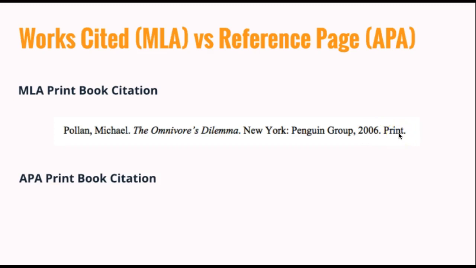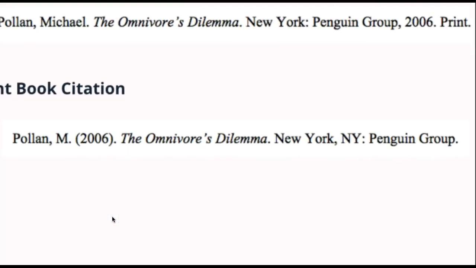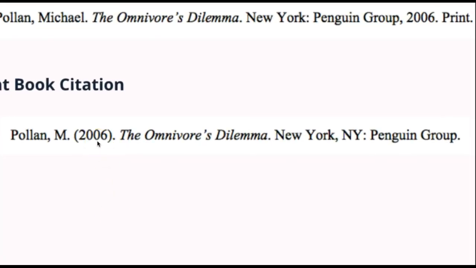For the same book, if you're using APA documentation style, you'll notice that it starts with the author's last name followed by the author's first initial. And right after that is the date that it was published, so the emphasis is placed on the date of publication. Following the date is the title of the book, The Omnivore's Dilemma, then the city and state where it was published, and then the publishing group. So you can see these citation styles are very similar in the way that you document sources, but the emphasis is different.